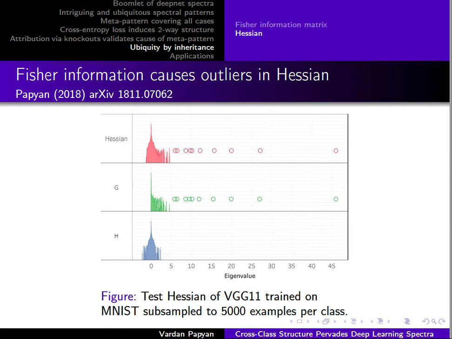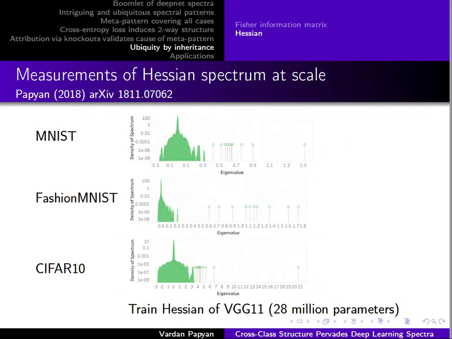The top row shows the spectrum of the Hessian, where you can see that there's this bulk and a set of outliers. The second row shows the spectrum of the Fisher information, where you can see how this set of outliers appear again approximately at the same locations. And the last row shows the spectrum of the residual, where you cannot see any outliers. So again, what this means is that the outliers which are in the Fisher information are essentially inherited to the Hessian. And so we started by looking at these measurements of the Hessian and noticing that there is a set of outliers and a bulk.